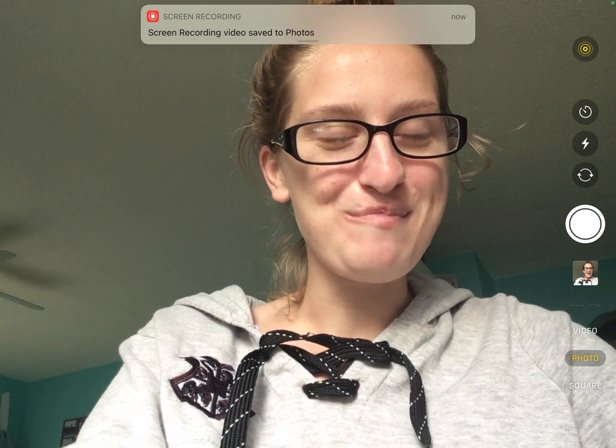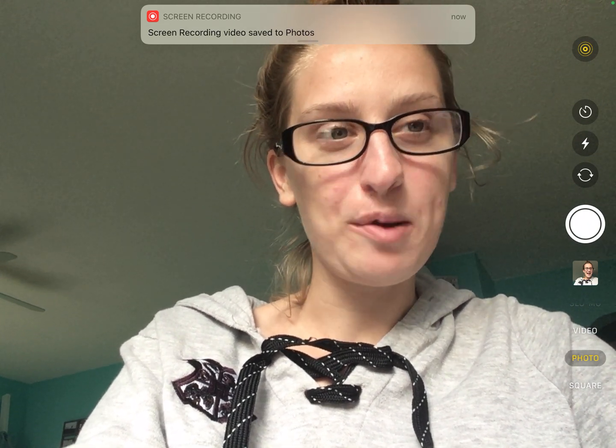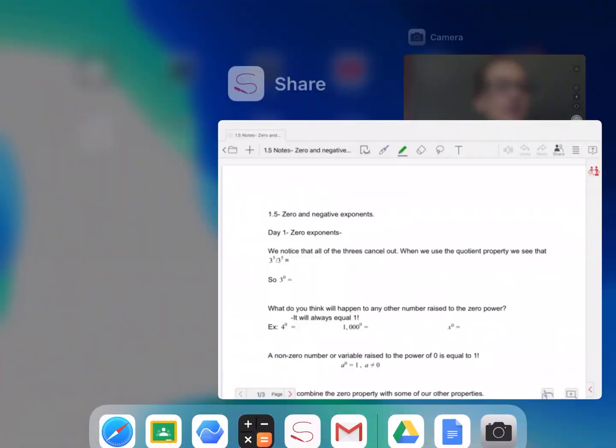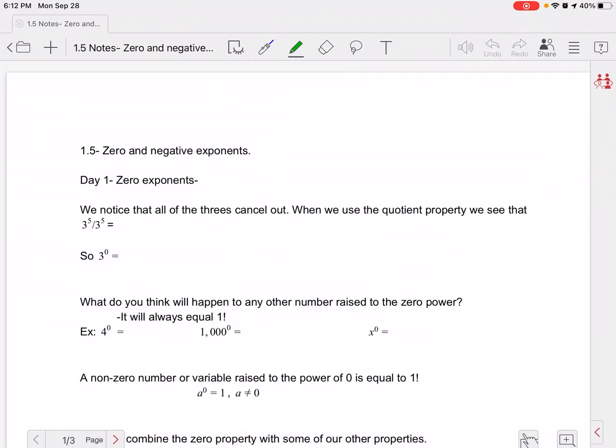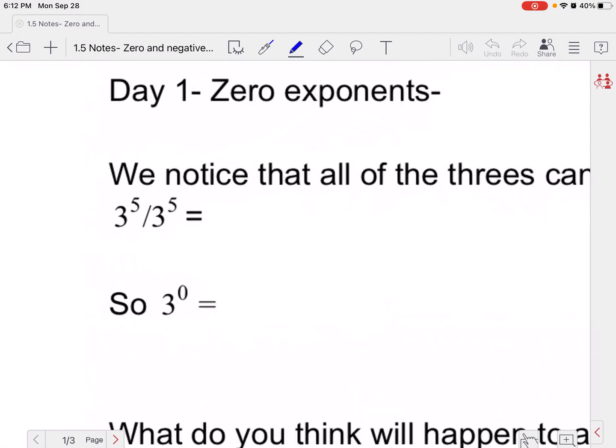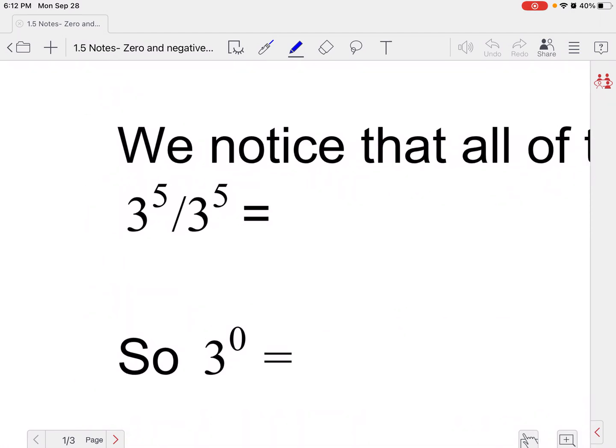Hi guys, welcome back. We are going to hop into section 1.5, which is another one of our exponent rules. These are two special exponent rules. It's called the zero and the negative exponents. So, if we look at these, 3 to the 5th over 3 to the 5th.